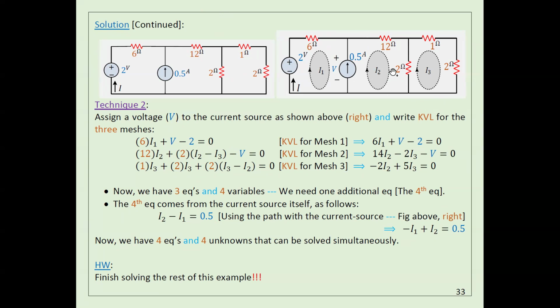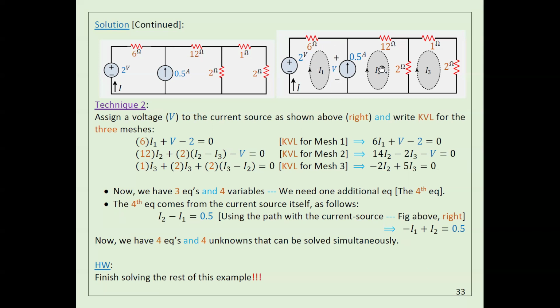Same thing in this loop as well. Okay, so here the voltage is V. Here I have I2 times 12, and also here I have (I2 minus I3) times 2, okay? So anyway, I get another equation. So now you see here, I have three equations, but I have four unknowns because having a current source this way created a new variable, because I don't know what the voltage is. I know the current, but I don't know the voltage. So now I need one more equation. Look what I'm saying. Where can I find the one more equation? Very easy.